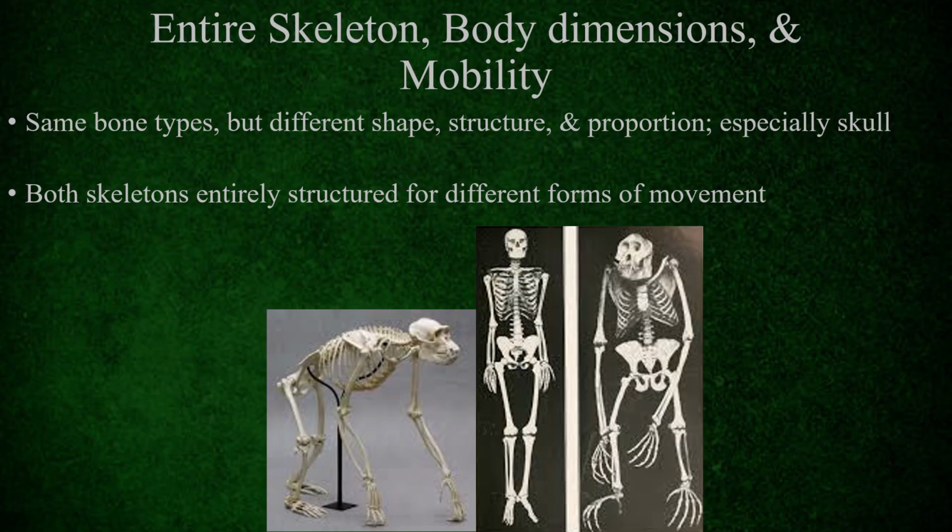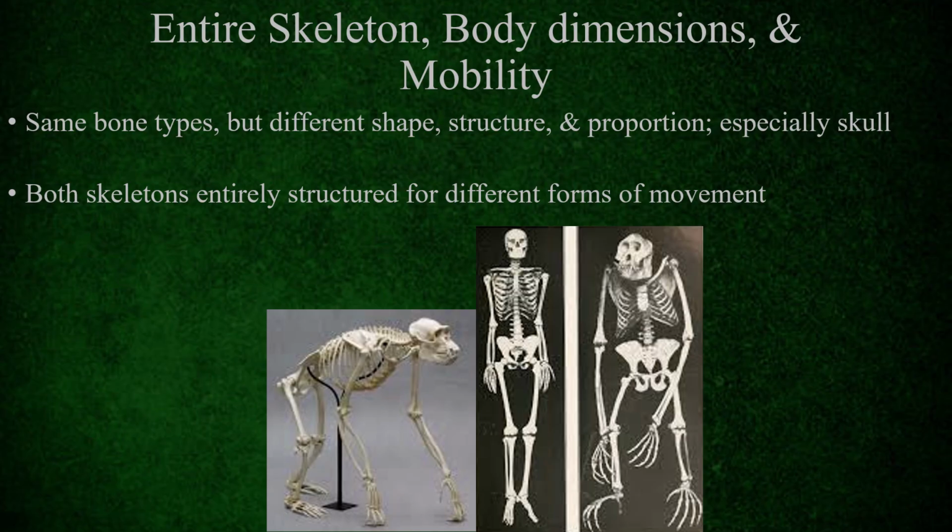As you can see in these images, you have the human skeleton in the middle, the gorilla skeleton to the right, and the chimp skeleton to the left. You see, both skeletons are entirely structured for completely different forms of movement. Humans for bipedalism, which means two-leg walking, and apes for knuckle walking, basically a form of being a quadruped, a four-leg walker that is.